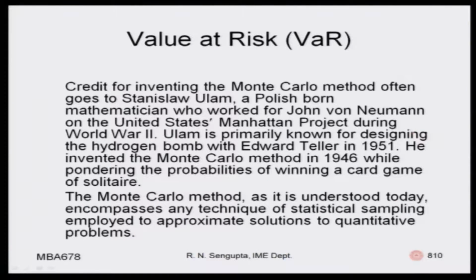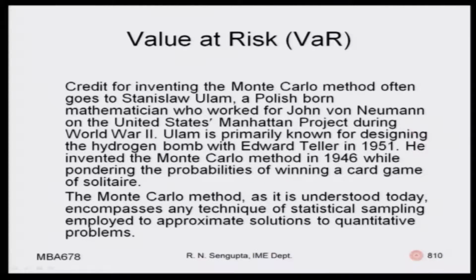Now, value at risk has to be found out, that is true. So, how do you find it out? There is a huge branch of studies in simulation known as Monte Carlo simulation. Credit for inventing the Monte Carlo method often goes to Stanisław Ulam, a Polish-born mathematician who worked for John von Neumann during the Manhattan Project in World War II, which is basically the hydrogen bomb or the atom bomb, developed by the US.